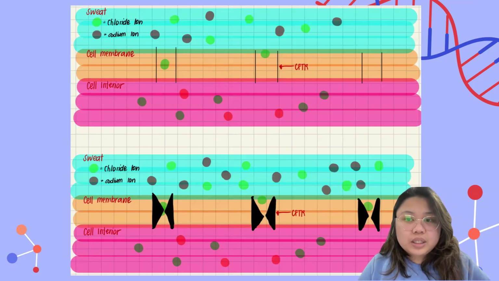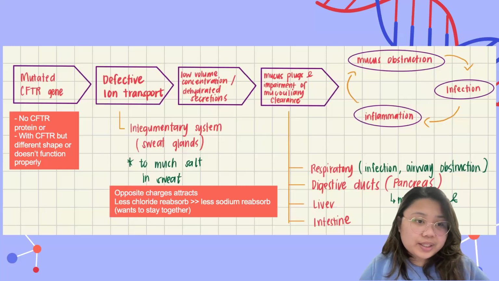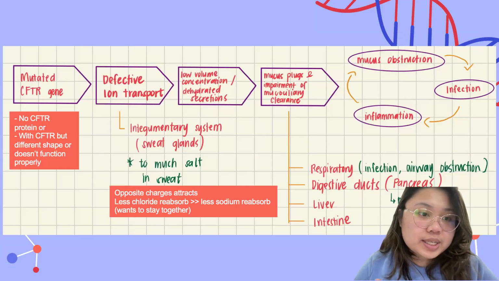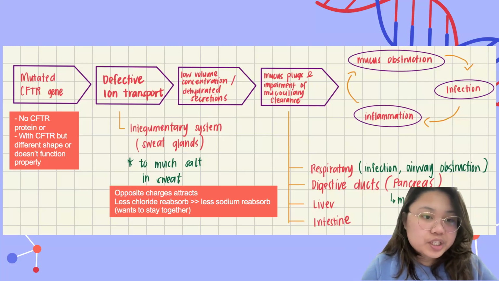The CFTR is also available in sweat glands. The CFTR protein allows chloride ions to come into the cell. With CF, the altered CFTR protein channel blocks the chloride ions from coming into the cell, which allows them to combine with the sodium ions in the sweat glands. This results in abnormal salty sweat, which is also used to diagnose cystic fibrosis. To summarize, the mutated CFTR gene causes no CFTR protein in the membrane, or a CFTR protein in a different shape, which means it doesn't function properly.